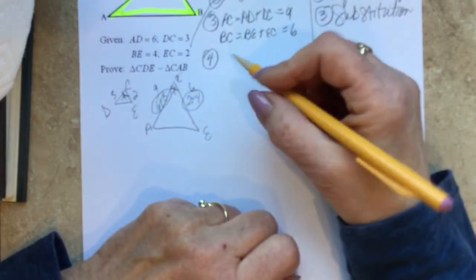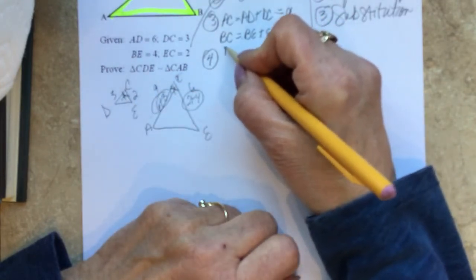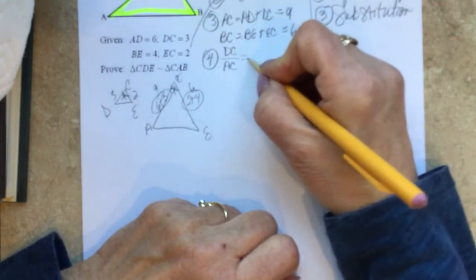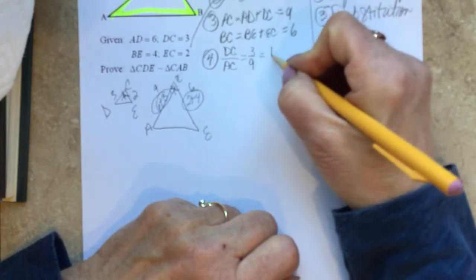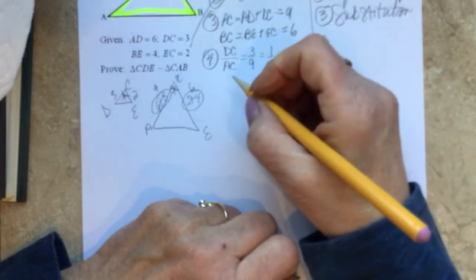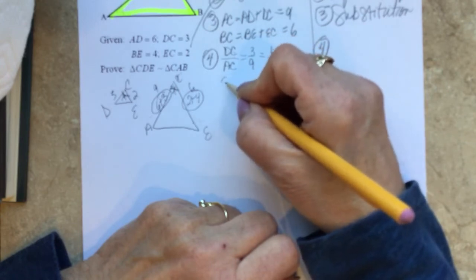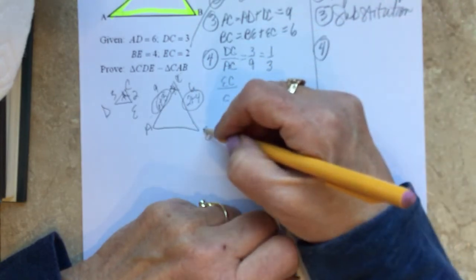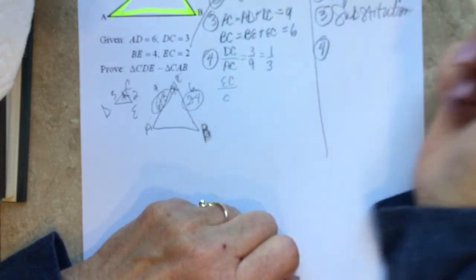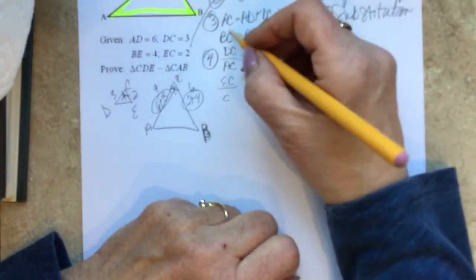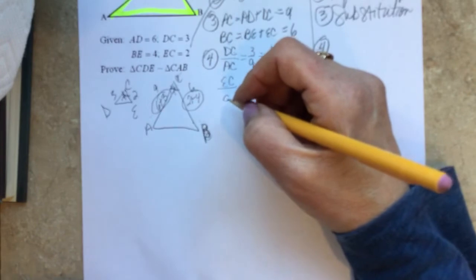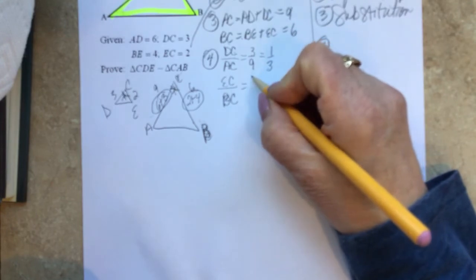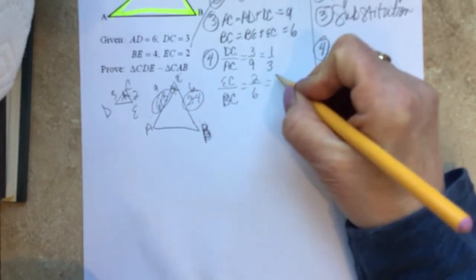All right, now I'm going to do my proportions for the corresponding sides. So DC to AC equals 3 to 9, which equals 1/3. EC to, oh, hold on, this should be a B. Sorry about that. All right, EC to BC equals 2 to 6, which also equals 1/3.